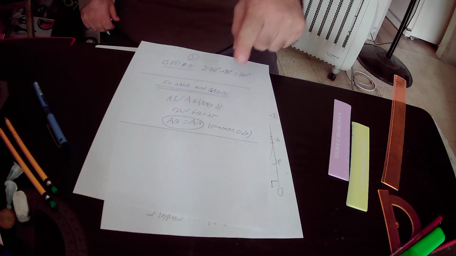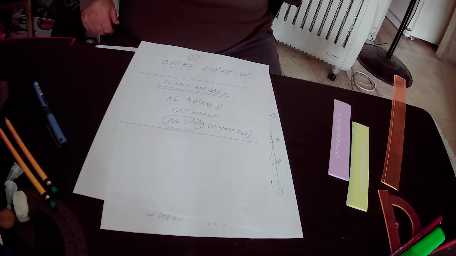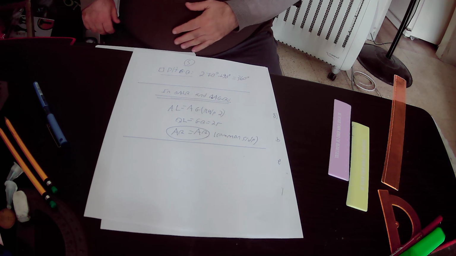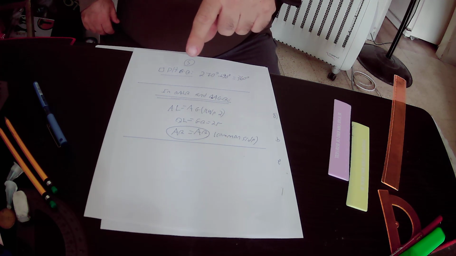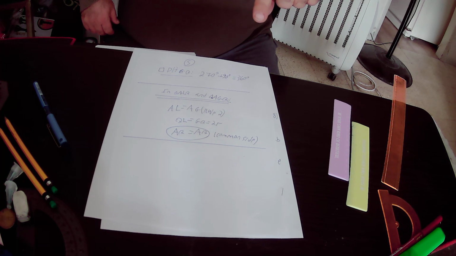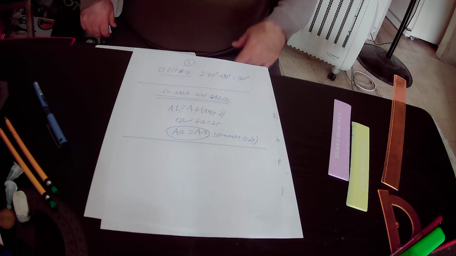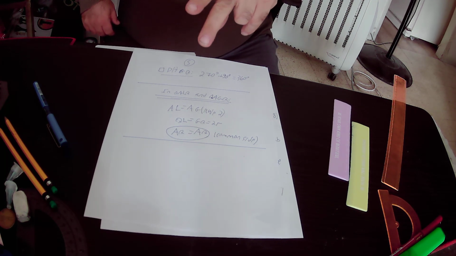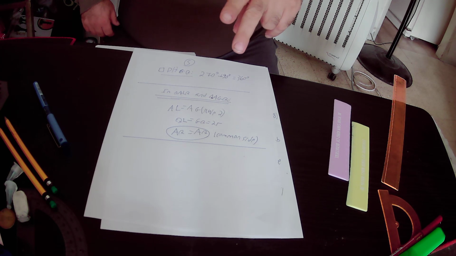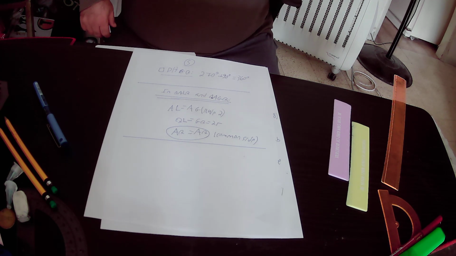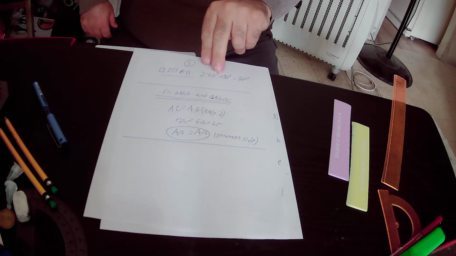Okay, AQ equals AQ as a common side that belongs to both triangles. So we actually proved that the three sides of the right triangle ALQ are correspondingly equal to the three sides of the right triangle AGQ. Therefore, we proved that triangle ALQ is congruent to triangle AGQ according to side rule.